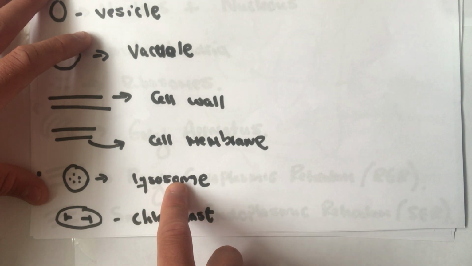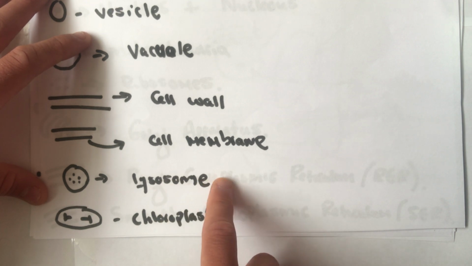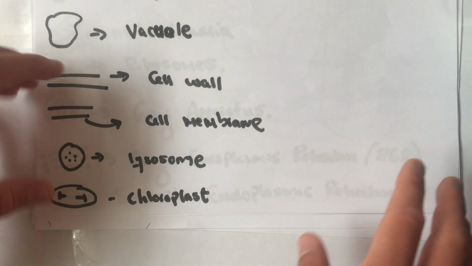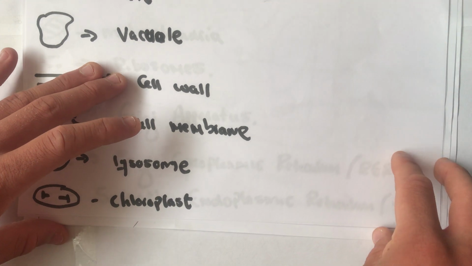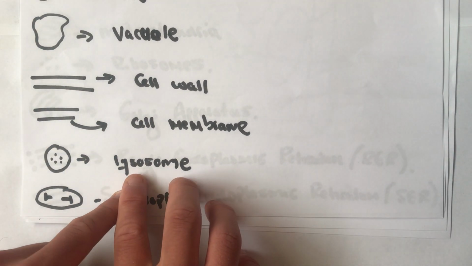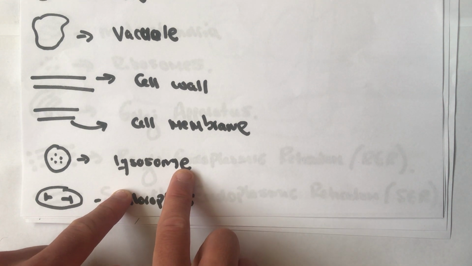Lysosomes are spherical membrane-bound sacs that are produced by the Golgi apparatus. They are typically 1 micrometer in diameter and have an approximate pH of around 5. The function of lysosomes is to digest unwanted materials in the cytoplasm, and therefore they have an important role in the process of phagocytosis.